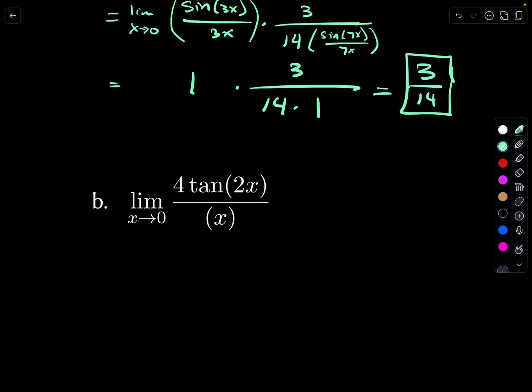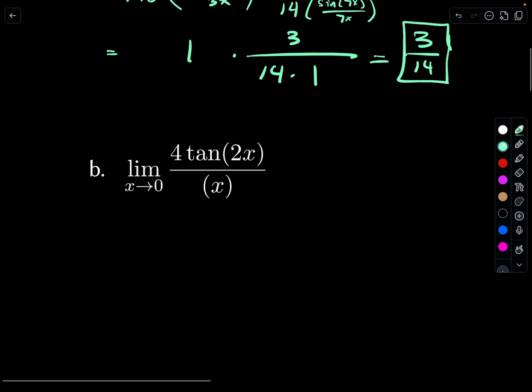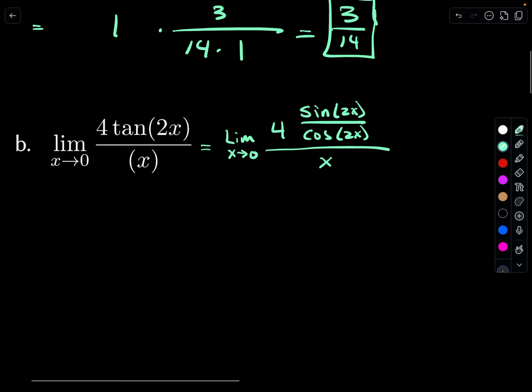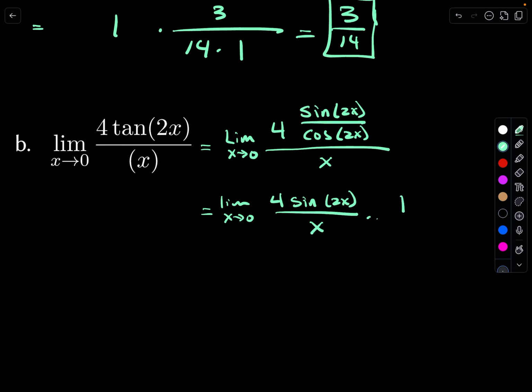Okay, with this next problem, we're going to want to rewrite this where tangent is equal to sine over cosine. Hopefully that's something you remember from your days in pre-calculus, but if not, I'm reminding you of it now. So tangent is sine over cosine. And so now I'm just going to rewrite this. This will be the limit as x approaches 0 of 4 sine of 2x over x times 1 over cosine of 2x.